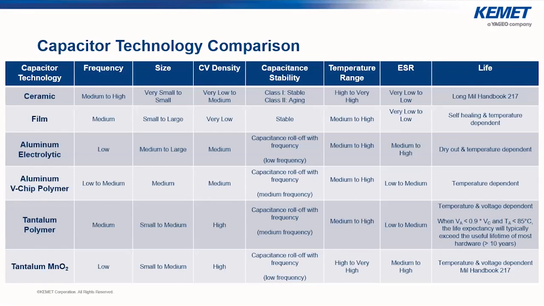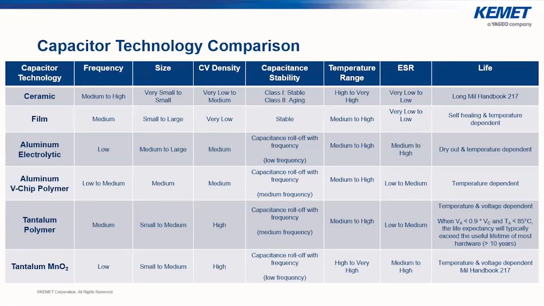Then you've got kind of a new entry into the market, and that is polymer technology. And there are really two polymer technologies. You've got aluminum polymer, which are surface mountable chips, and then you've got tantalum polymer, and there are a lot of similarities between the two technologies. With the polymer system used as the cathode, the anode is different between the two. One is aluminum and the other is tantalum. But tantalum has the advantage of giving you a greater CV density than the aluminum polymer.